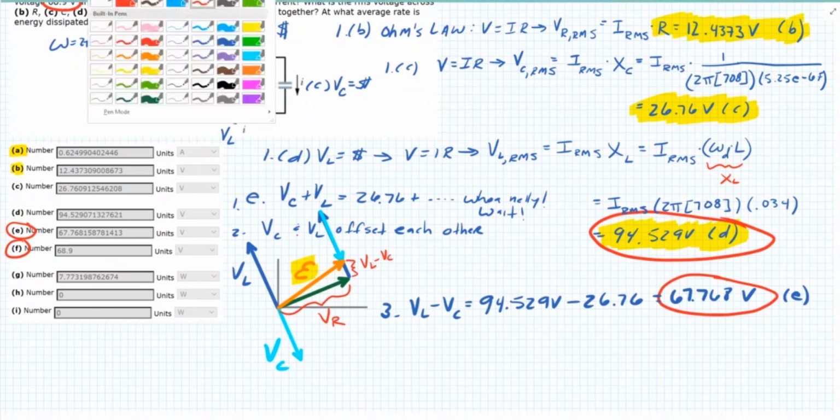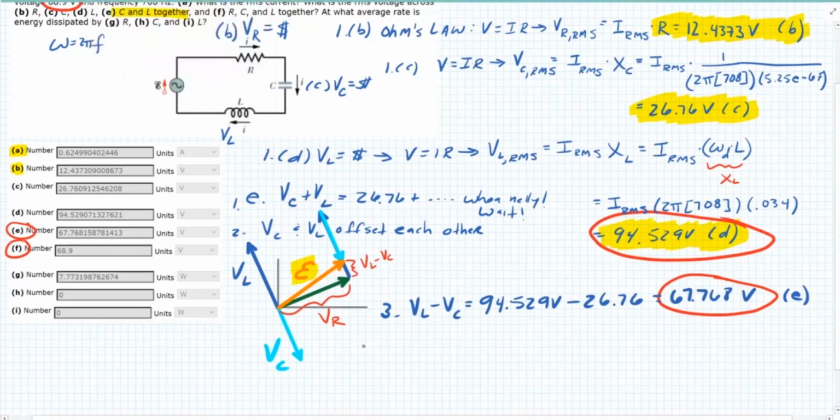it is Pythagorean theorem, number 4, part F. All right, I need to combine, but I have to combine them together vectorially. So here's what we have. I'm going to take VR squared plus (VL minus VC) squared and take the square root of all of that.